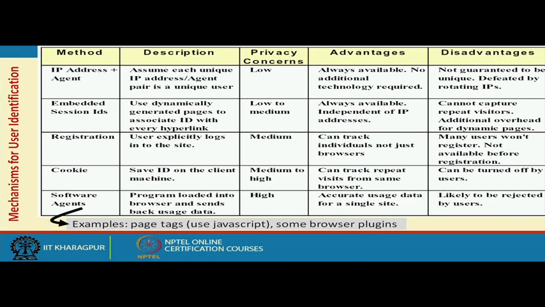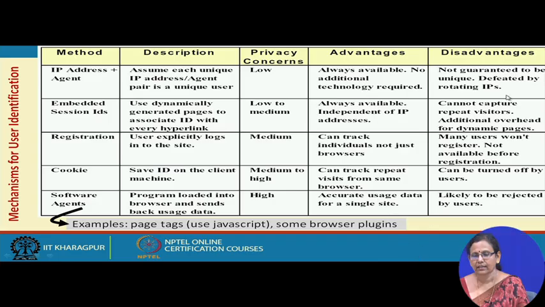For user identification, again many methods are used. Use of IP addresses plus the agent, the referrer agent, the browser from which the request has come. That pair may be unique for each user, and it is always available. So, no additional technology is required. And what is the disadvantage? It may not guarantee to be unique.